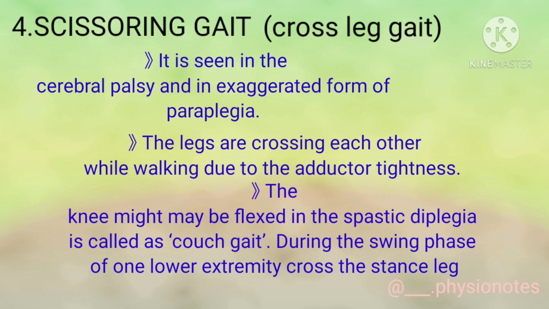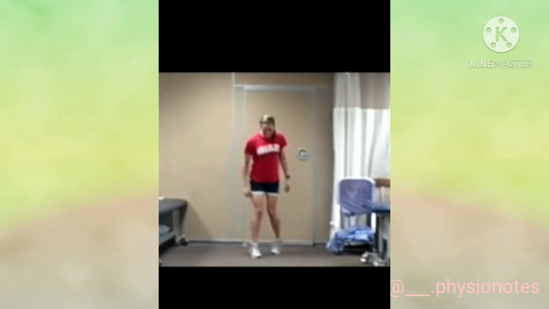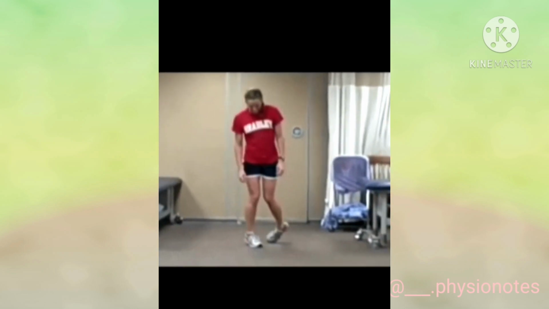Fourth, scissoring gait. It is seen in cerebral palsy and in an exaggerated form of paraplegia. The legs cross each other while walking due to adductor tightness. The knee might be flexed in spastic diplegia, called crouch gait. During the swing phase of one lower extremity, it crosses the stance leg. This gait is also known as crossed leg gait. You can see how the patient is walking with crossed legs. That's why it's called cross leg gait.